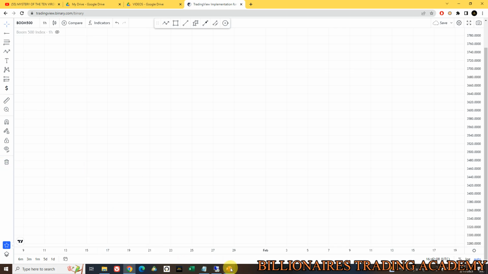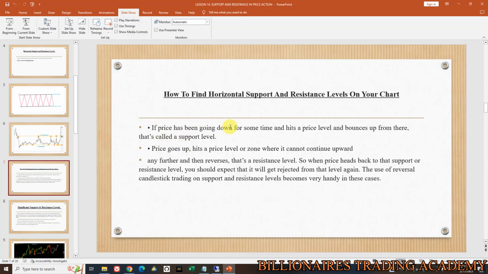Now, if price has been going down for some time and it hits a price level and bounces up from there, that's called a support level. Price goes up, hits a certain level or zone where it cannot continue upwards any further and then reverses, that's called a resistance level. So when price heads back down to the support or resistance level, you should expect that it will be rejected from that level again. The use of reversal candlestick trading on support and resistance becomes very handy in these areas.